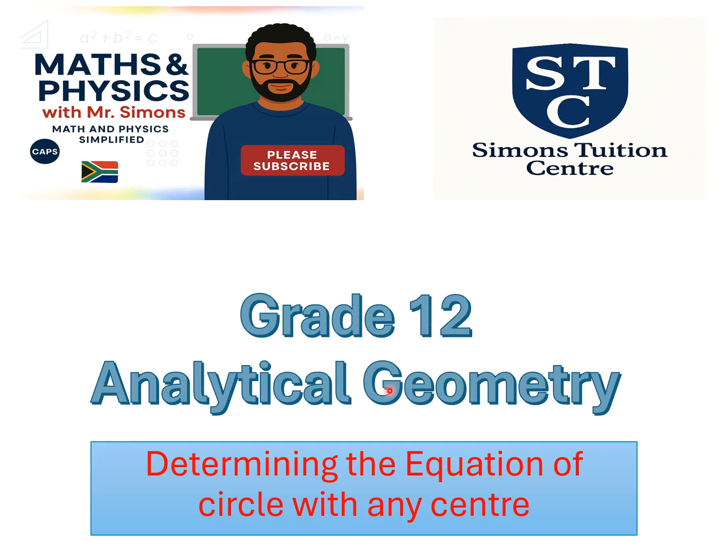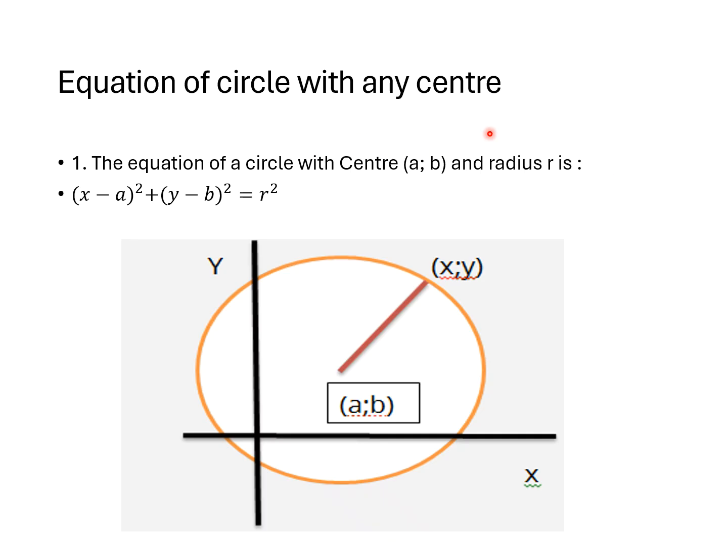Today is grade 12 analytical geometry. We will be determining the equation of a circle when it has its center at any given point. The equation of a circle with center (a, b), so there's a and b at any point, and a radius of r, will be found by (x minus a) squared plus (y minus b) squared equals r squared. So take note, if it's positive a there, it becomes negative a there. If it's positive b, it becomes negative b when I substitute back in the brackets.